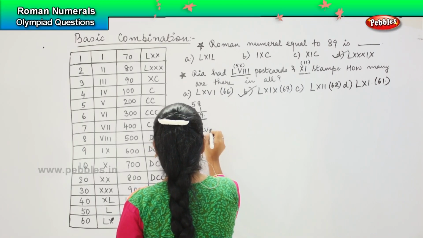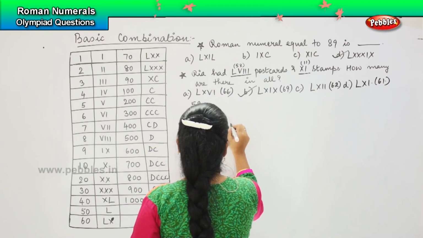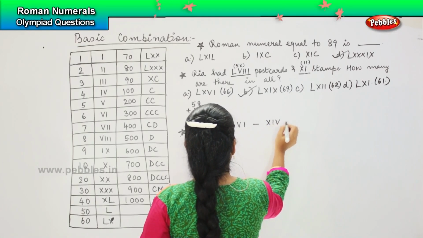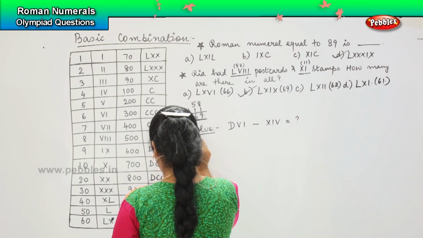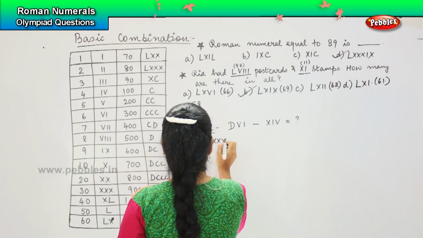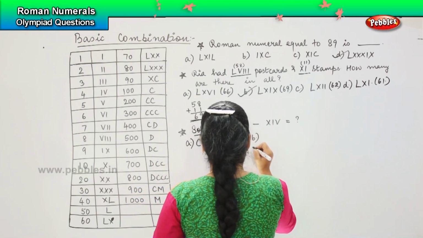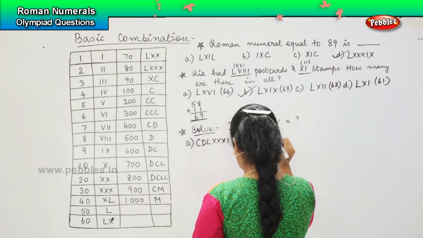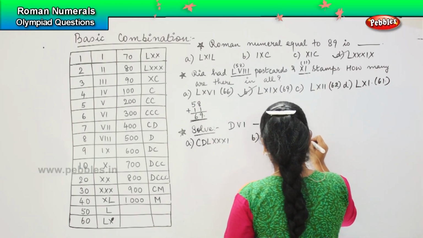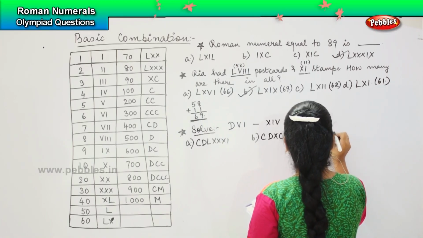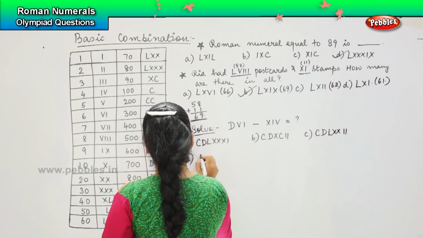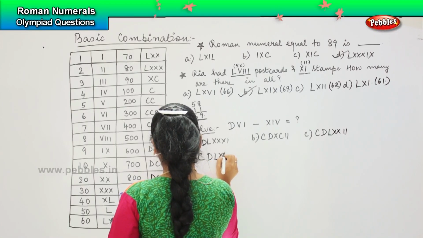solve DVI minus XIV. Okay, and your options are: option A, CDLXXXI; option B, CDXCII; option C, CDLXXII; and option D, CDLXXX.